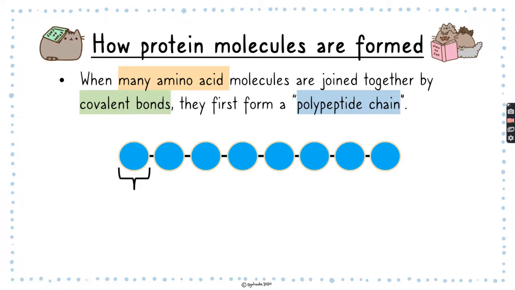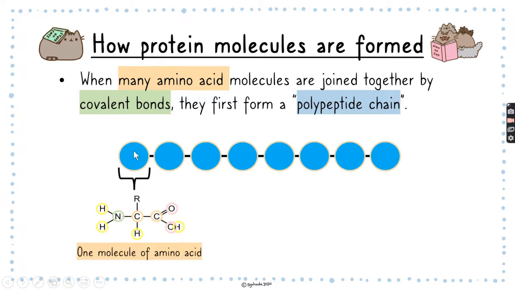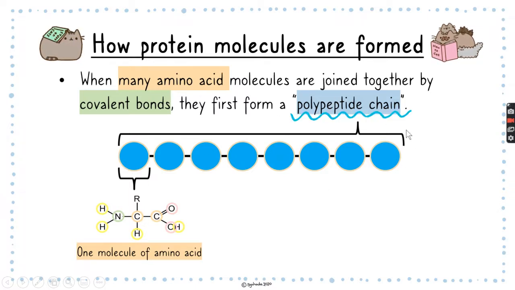What this circle refers to is literally this part here. This is an amino acid, and just to simplify, I made a picture of a circle there. So when you have lots of molecules of amino acids joined together by covalent bonds in between, you call that a polypeptide chain. So this is a polypeptide chain.